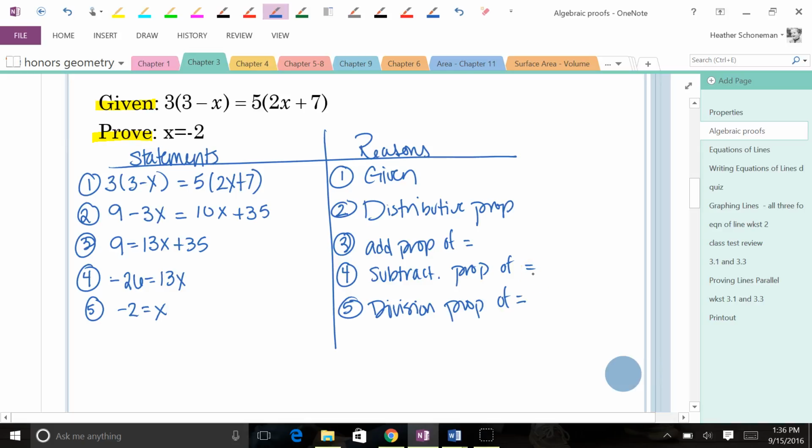But I'm not quite done because I'm only done when my proof statement matches my last statement exactly, and this doesn't, so I have to flip it. So I'm going to rewrite it to x equals -2. And the property says that I can change the side of the equal sign is the symmetric property.